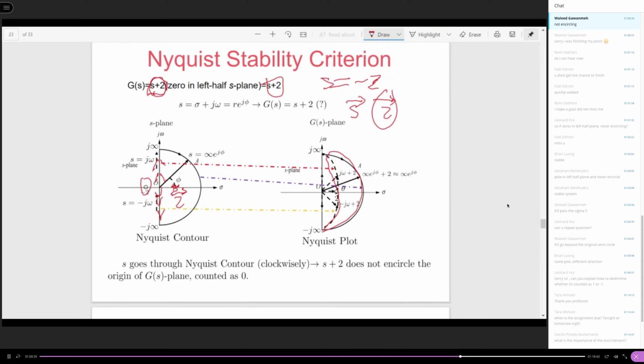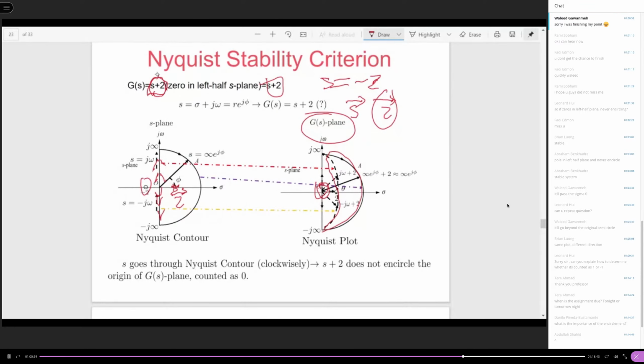You have to have your observability. You can see in this case what happened. There is no encirclement around the origin on the G of S plane. There's no encirclement around the origin. That is a very important observation.